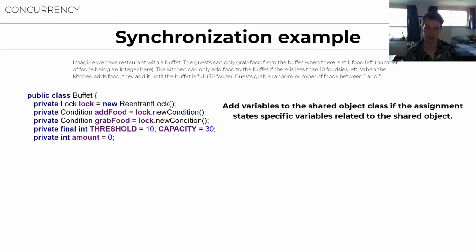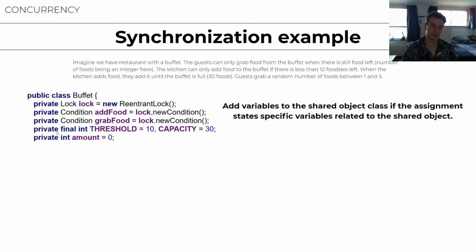Then what I generally do is add variables to the shared object class if the assignment states specific variables related to the shared object. What I mean by that is that the kitchen can only add food if there's less than 10 food left. That sounds like a number, a variable, to me, and the teachers don't really like it if you put those numbers in the while loop themselves. Sometimes we even have to deduct points for that. If you don't use variables, we have to deduct points.